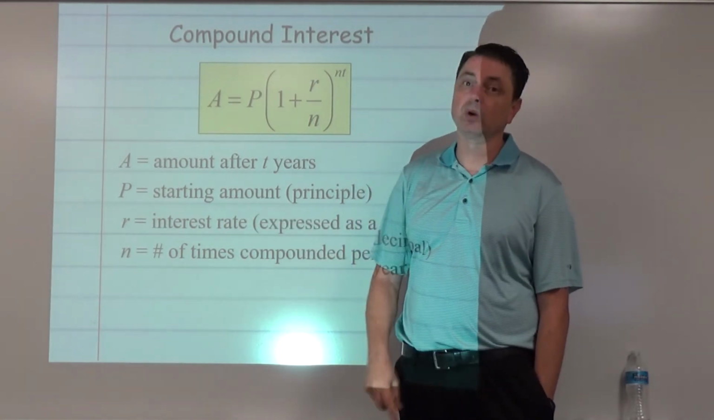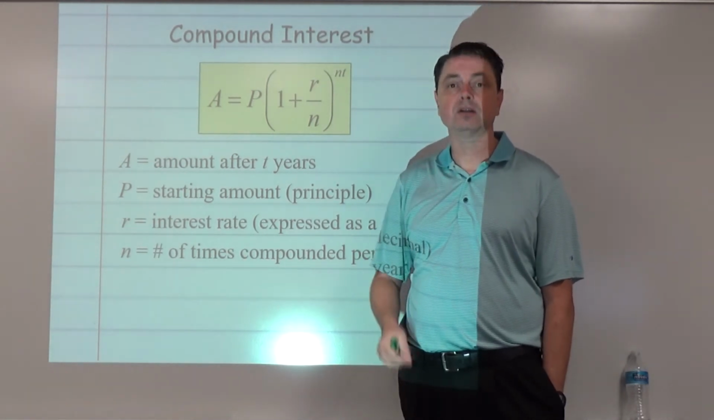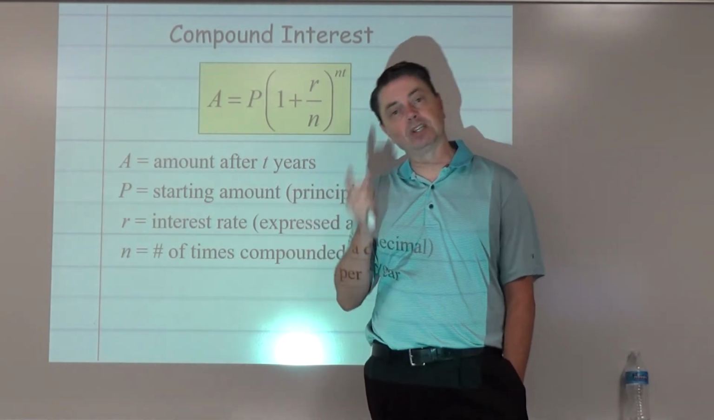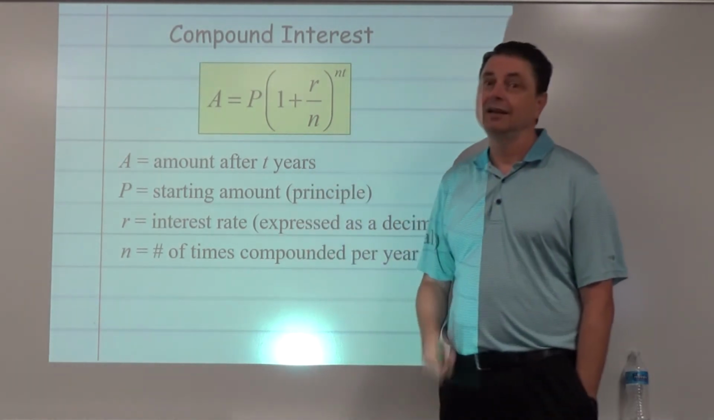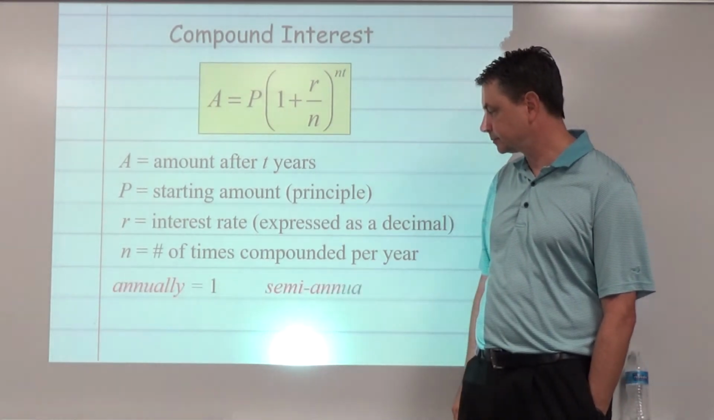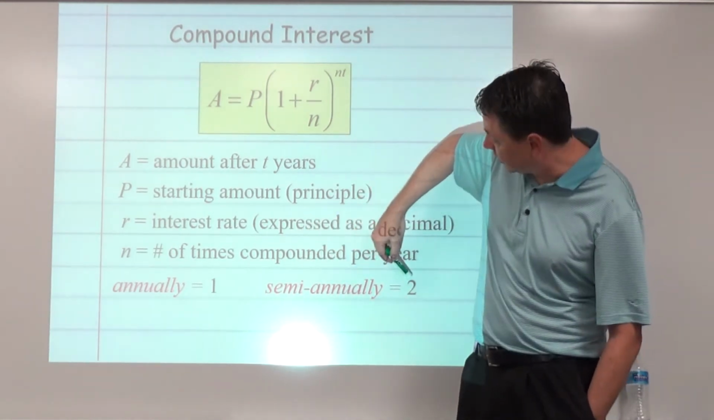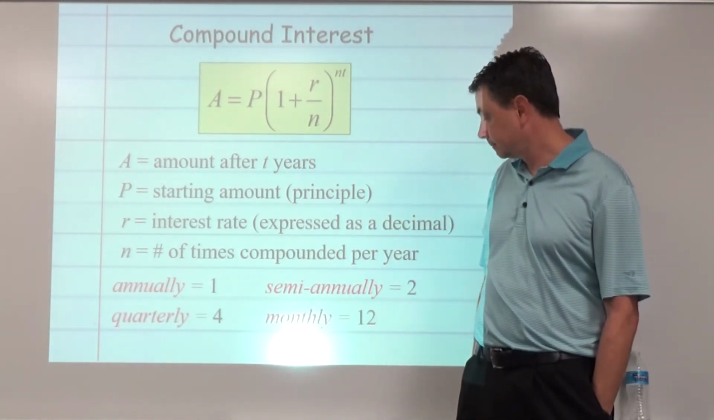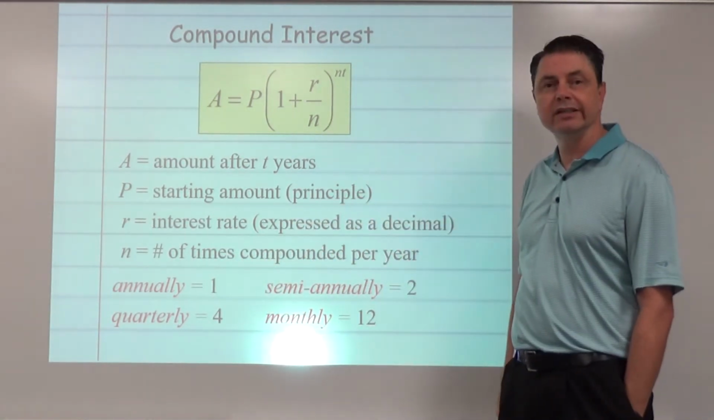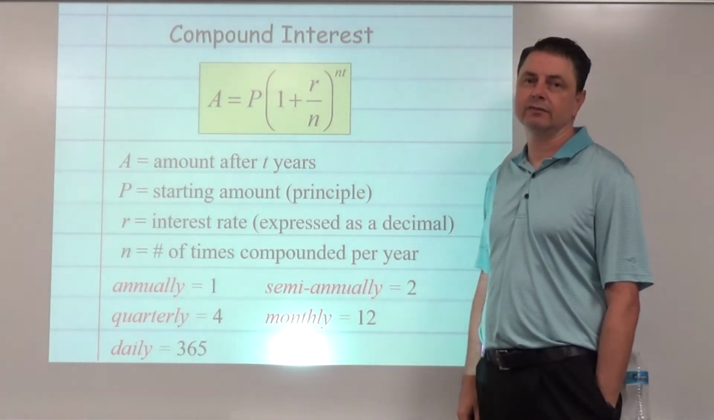Or another popular one is quarterly. So there are 4 quarters in a year. So N is 4 in that case. Monthly would be 12 times per year. Daily would be 365 times per year. Occasionally they'll say semi-annually. That's not a very popular one, but that's 2 times per year. Quarterly is 4. Monthly is 12. Daily, 365.